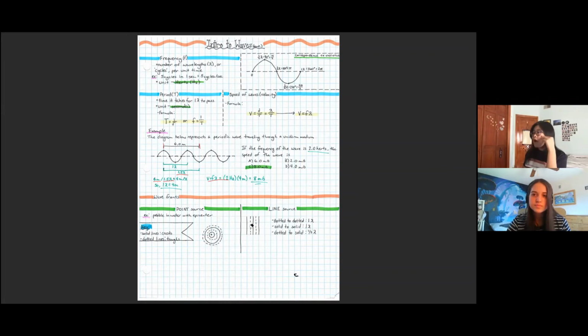For example, how to read this: from dotted to dotted would be considered one wavelength because it's from trough to trough, or solid to solid would be crest to crest. If it were from dotted to solid, then it would only be half a wavelength.